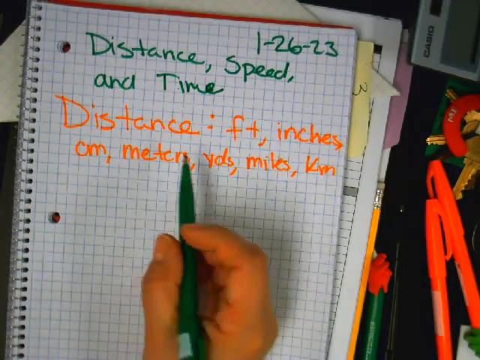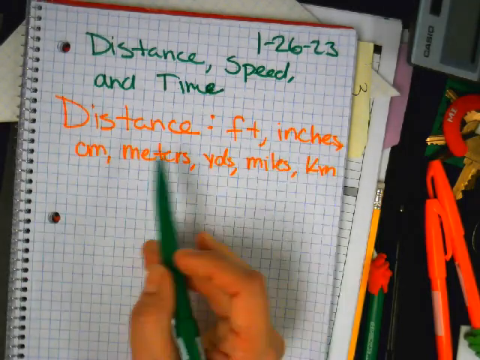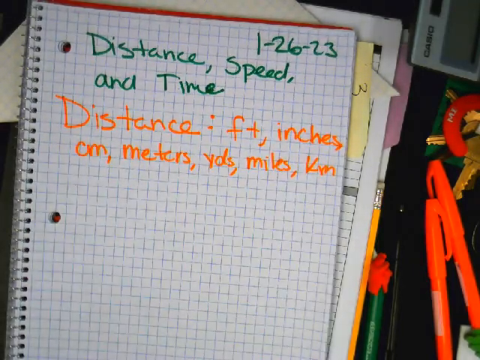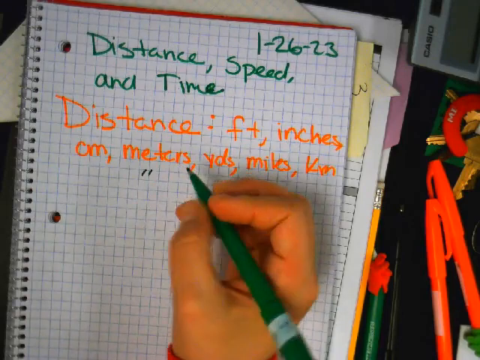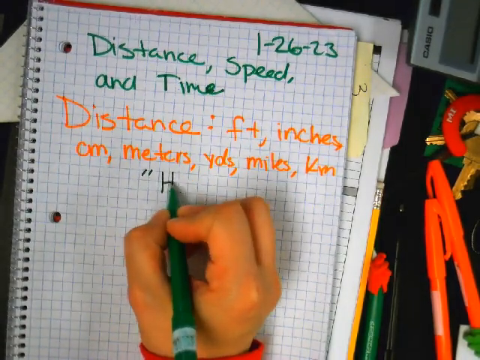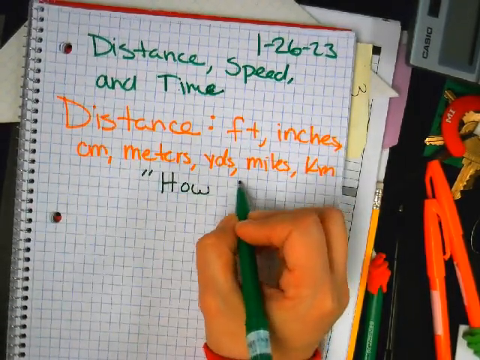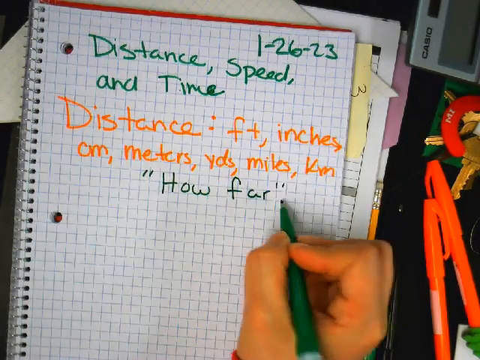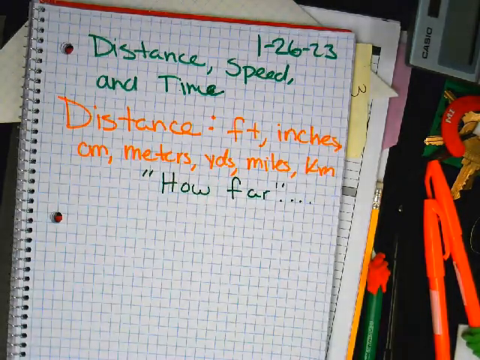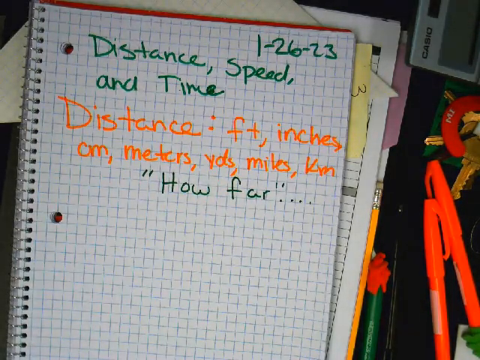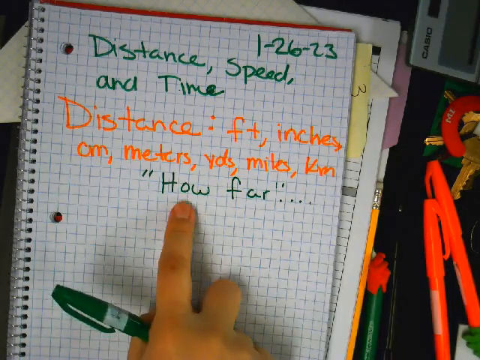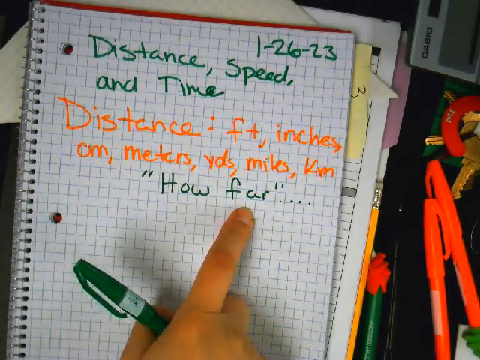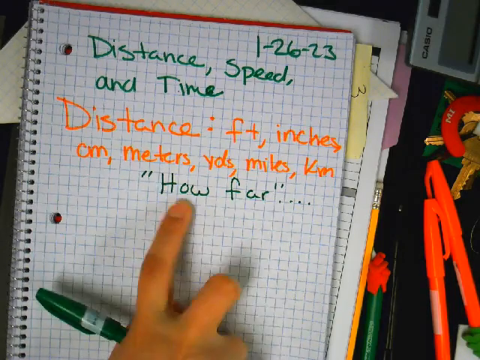Okay, so distance can be measured in feet, inches, centimeters, yards, miles, and kilometers. When you're doing a word problem, you're going to see this: how far. When the question in the word problem says how far, your brain should automatically think, oh, we're doing distance. So every time you read how far, you're talking about a distance. Put it in quotation marks.